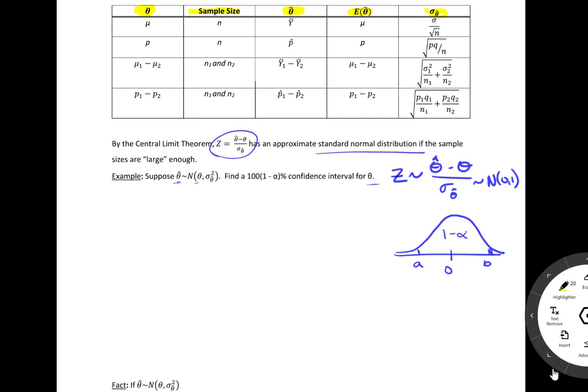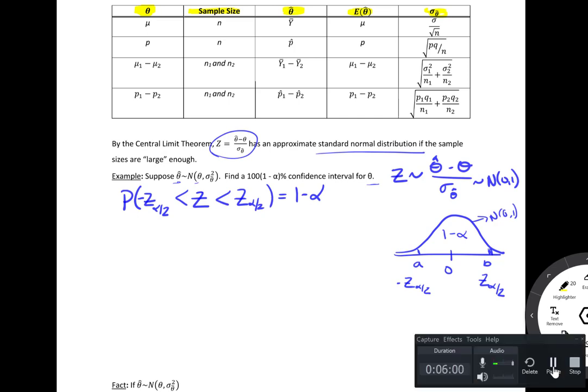So if we know that this is a standard normal distribution, then notice that these endpoints are going to be, probably negative z alpha divided by 2, and z alpha divided by 2. All right, so we can write a probability statement that we know the probability that z, our random variable, is between the endpoints negative z alpha divided by 2 and z alpha divided by 2. That's going to be equal to 1 minus alpha. And again, this comes directly from this diagram.